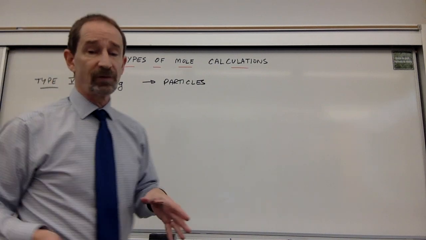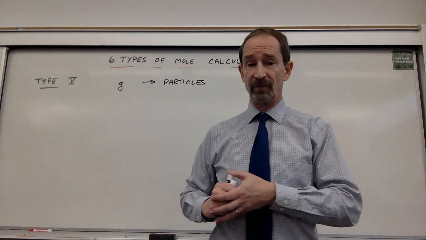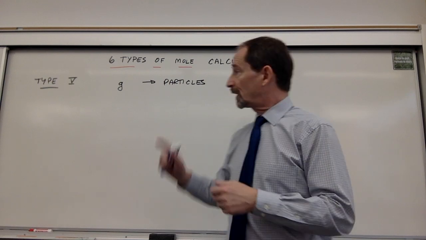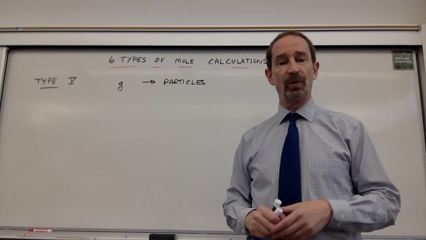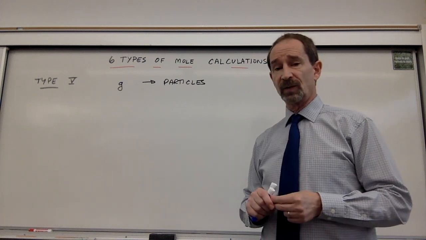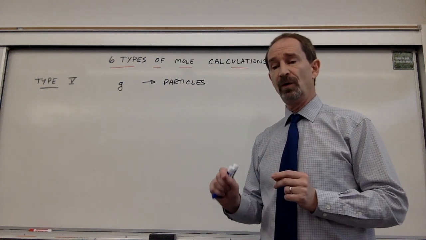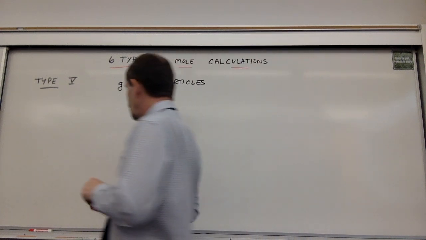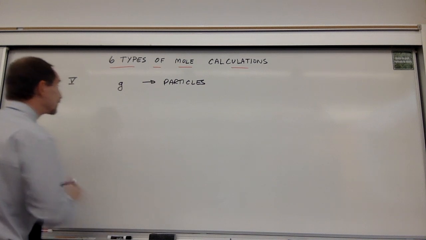Now, if you've successfully completed types 1, 2, 3, and 4, you have all the skills you need. All of them. Because in type 5 and 6, we're simply going to apply 2 at a time. Instead of going from grams to moles, I'm going to go from grams through moles to particles. We're going to do a 2-step reaction. So here's the setup.